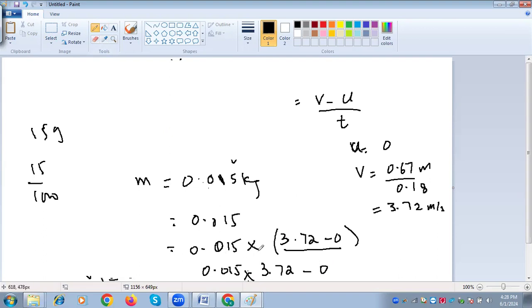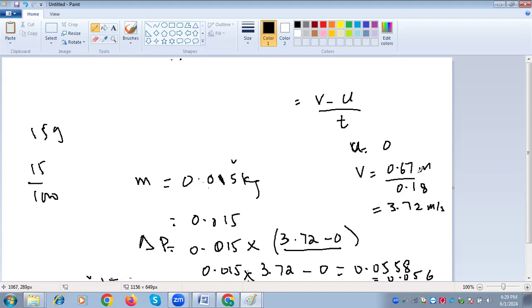Minus 0.15 into 0 is 0. So this is coming 0.0558. Delta P, impulse. Okay, so 5 into, you may write 0.056, as we have two significant figures in this value of mass.